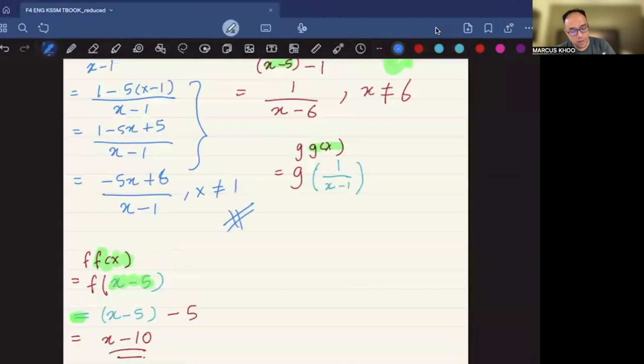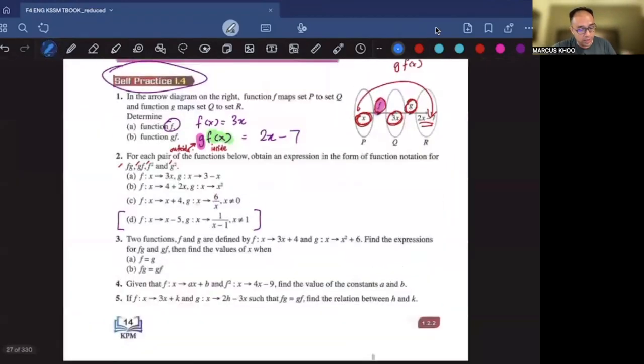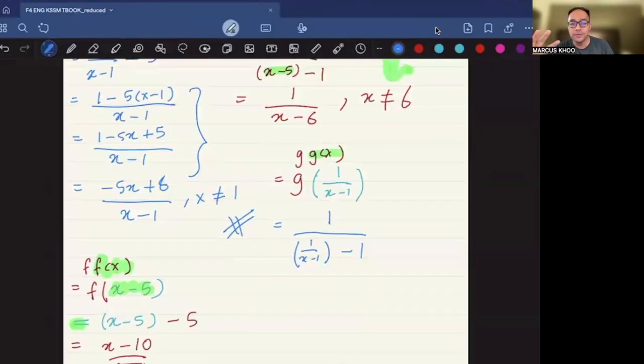1 over, what's our object? Our object is 1 over x minus 1. So 1 over x minus 1 minus 1. That's how this plays out. Now, should I show this to you? Yeah, I think I should, but I'm running out of time. But okay, fine. Let me show this to you.